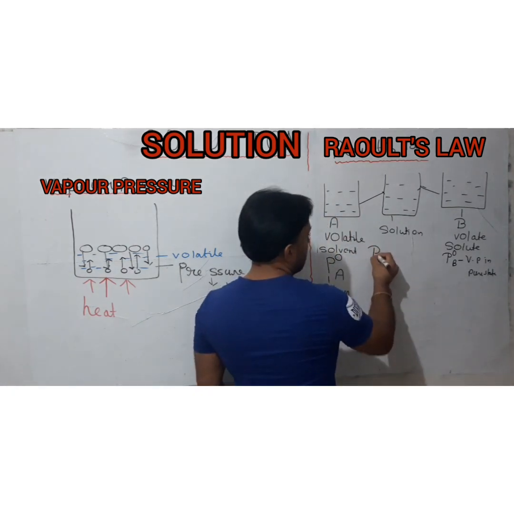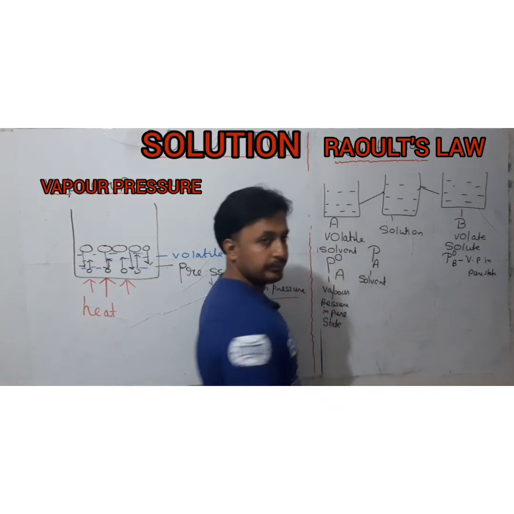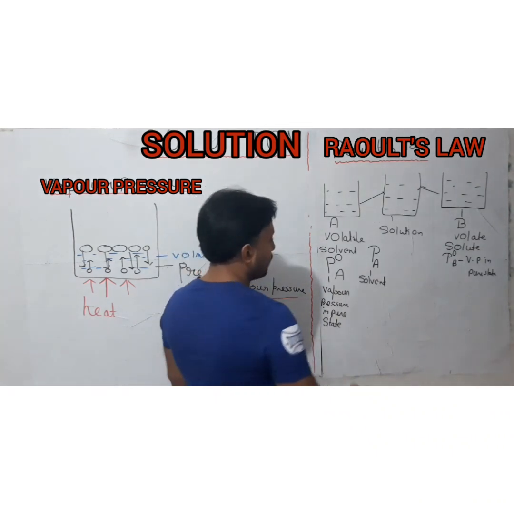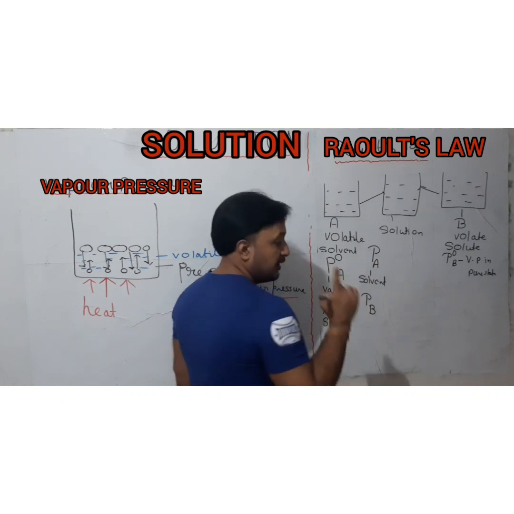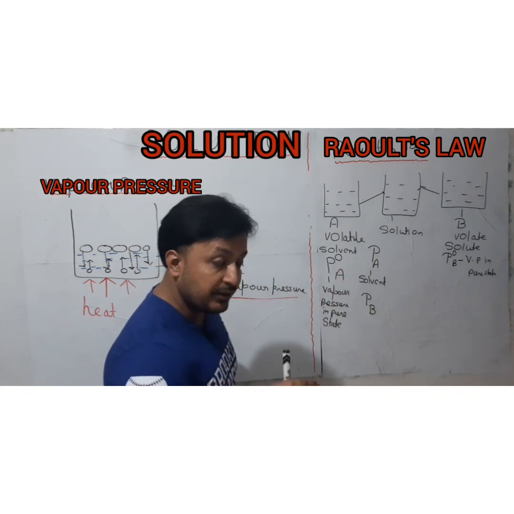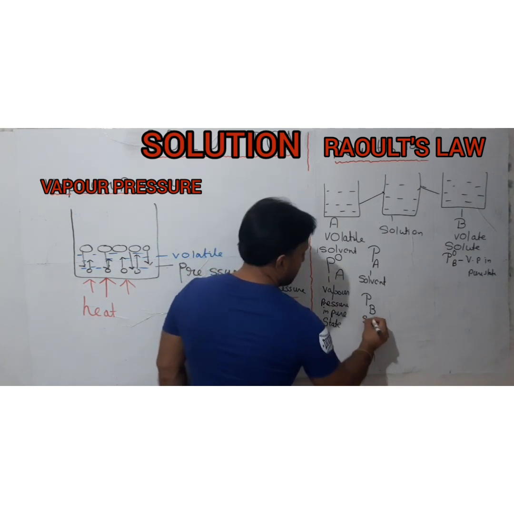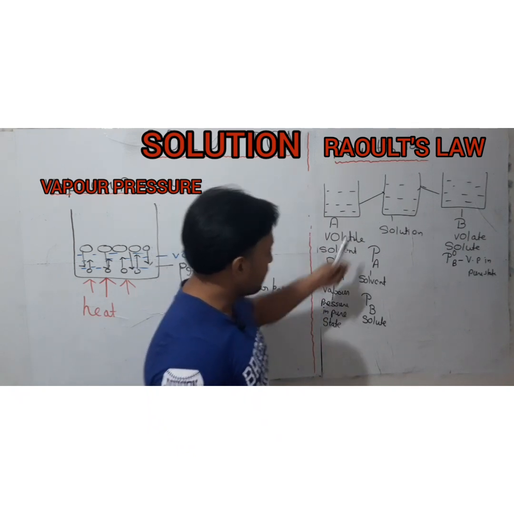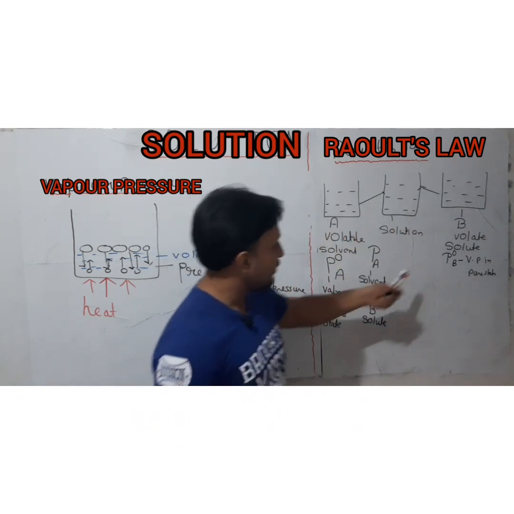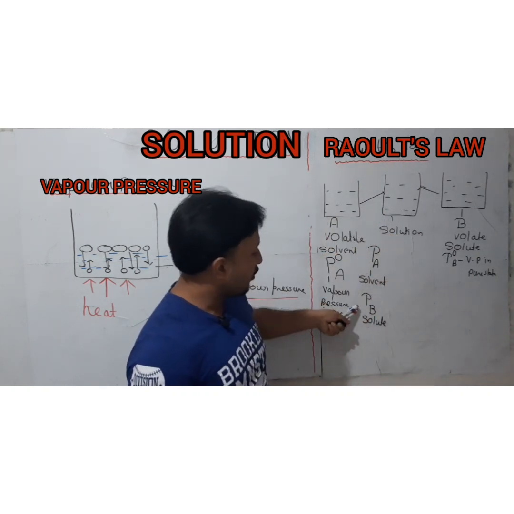Suppose if we are talking about solvent, then solvent vapor pressure will be denoted as PA. Suppose we have another component, the solute, so its vapor pressure in solution phase, when the solution is made, is PB. When they are in their pure state, their vapor pressure is P naught A and P naught B, but when you prepare the solution, their pressure is denoted by PA or PB.